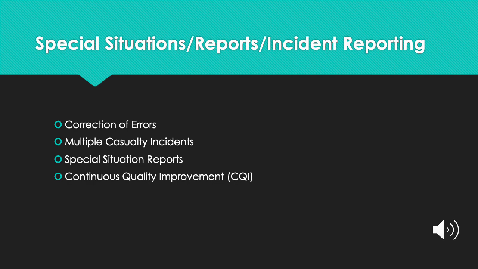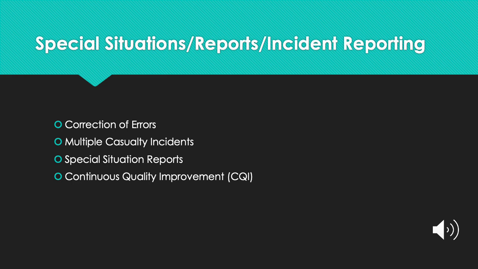Some special situations, reports, or incident reporting. Correction of errors. Errors discovered while the report form is being written. If you have a written form, make sure that you draw a single horizontal line through the error, initial it, and write the correct information beside it. Do not try to obliterate the error. This may be interpreted as an attempt to cover up a mistake.